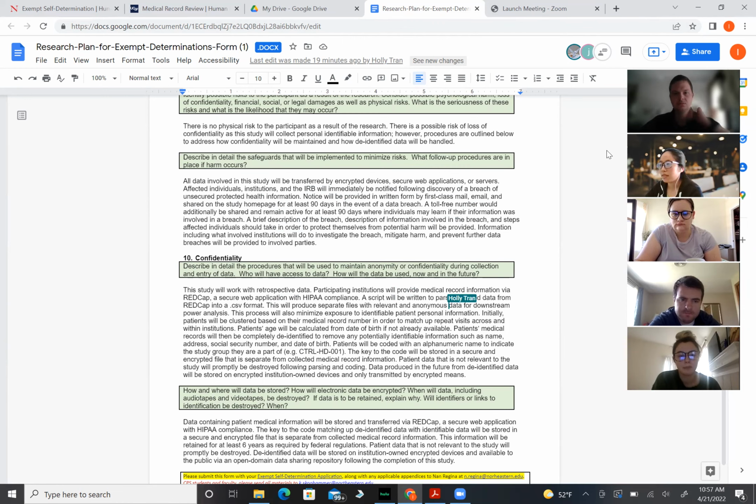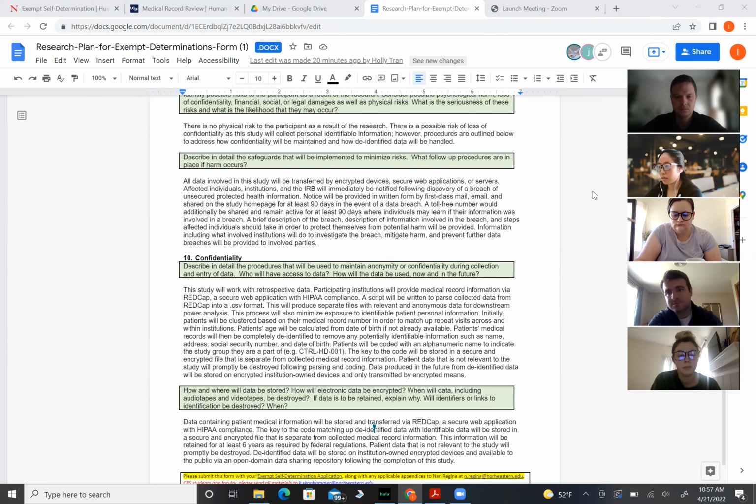And then to de-identify the data, we would give each medical record its own name. So I gave an example, control HD 001. So it's a code for each person. And then this would be stored in a separate device that's encrypted to match up the files again later if we need to. This is kept in a separate location that's secure, and we would keep this for at least 6 years as required by federal regulations.